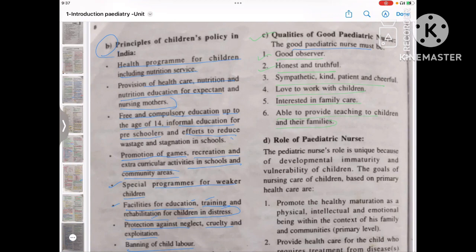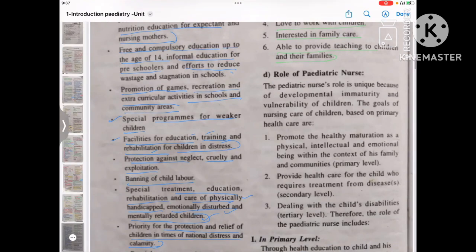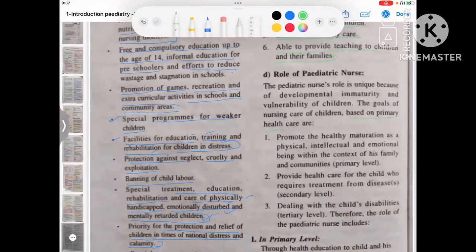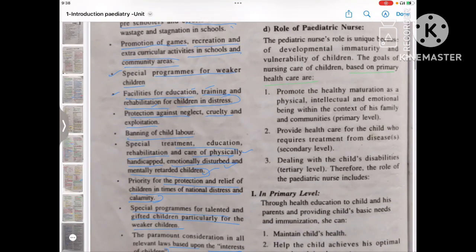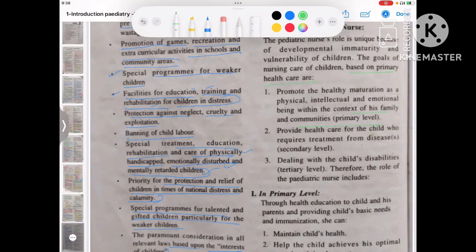Next is the role of the pediatric nurse. The pediatric nurse's role is unique because of the developmental immaturity and vulnerability of children. The goals of nursing care of children are based upon primary health care. So here the role of the pediatric nurse is given based upon primary health care. What are the primary health cares? Promote healthy maturation as a physical, intellectual, emotional being within the context of his family and communities.